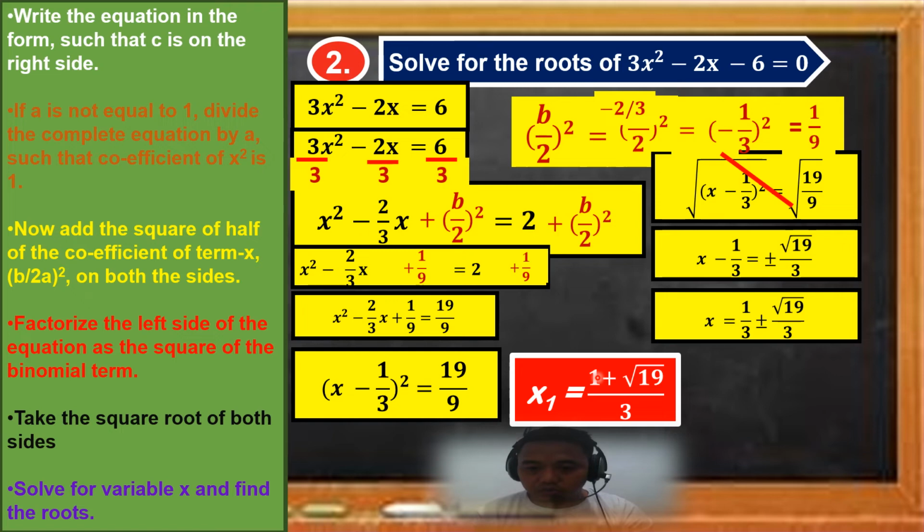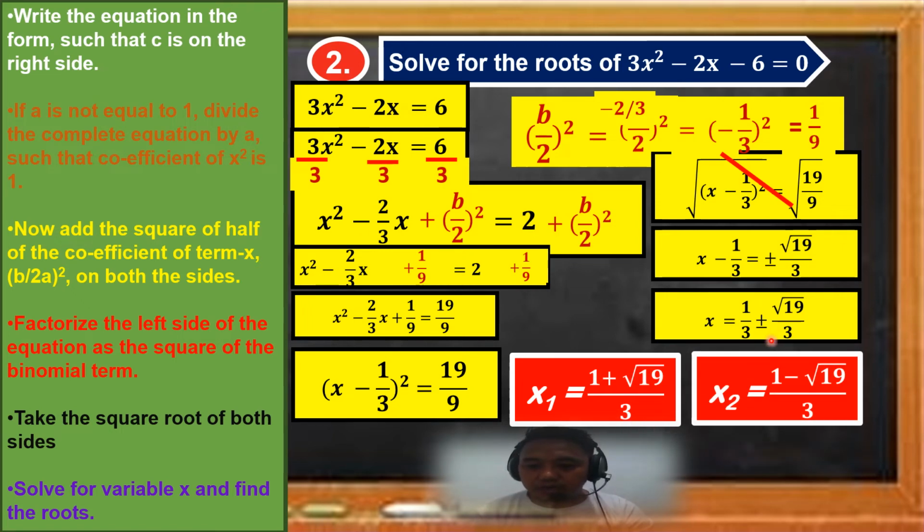x sub 1 is equal to 1 plus square root of 19 over 3. So, yung isa naman, x sub 2 equals 1 minus square root of 19 over 3. So, pag same ang denominator, you can simplify it as one fraction. Kahit may operation sa taas, okay lang. Copy niyo na lang yung denominator ng both fractions. Okay? So, that's it. Ayan ang ating example ng solving quadratic equation by extracting square root.